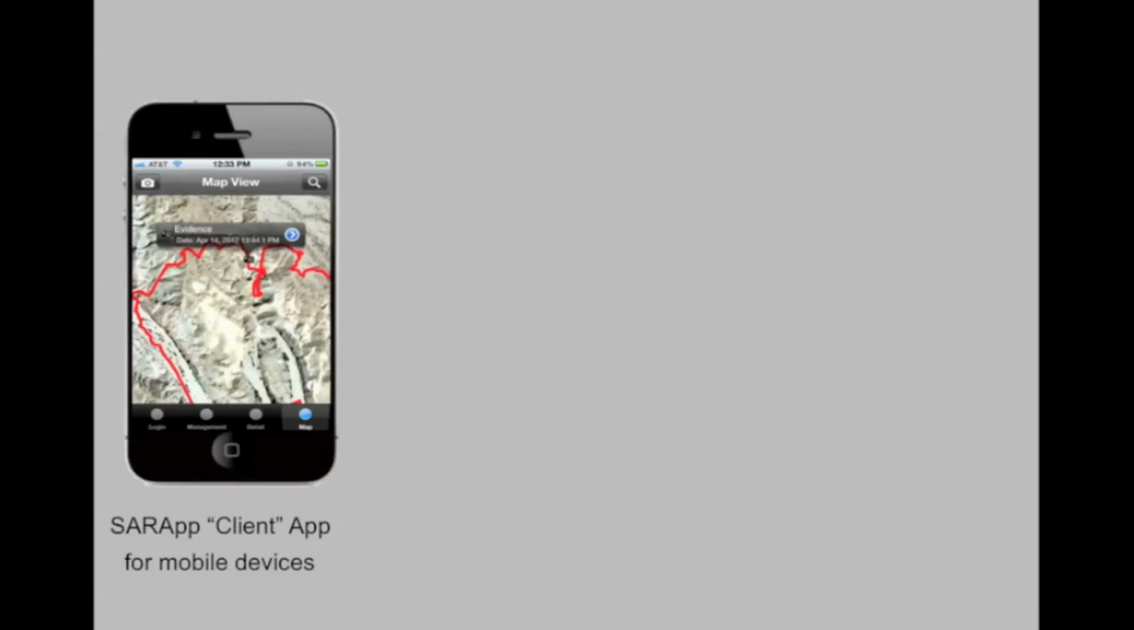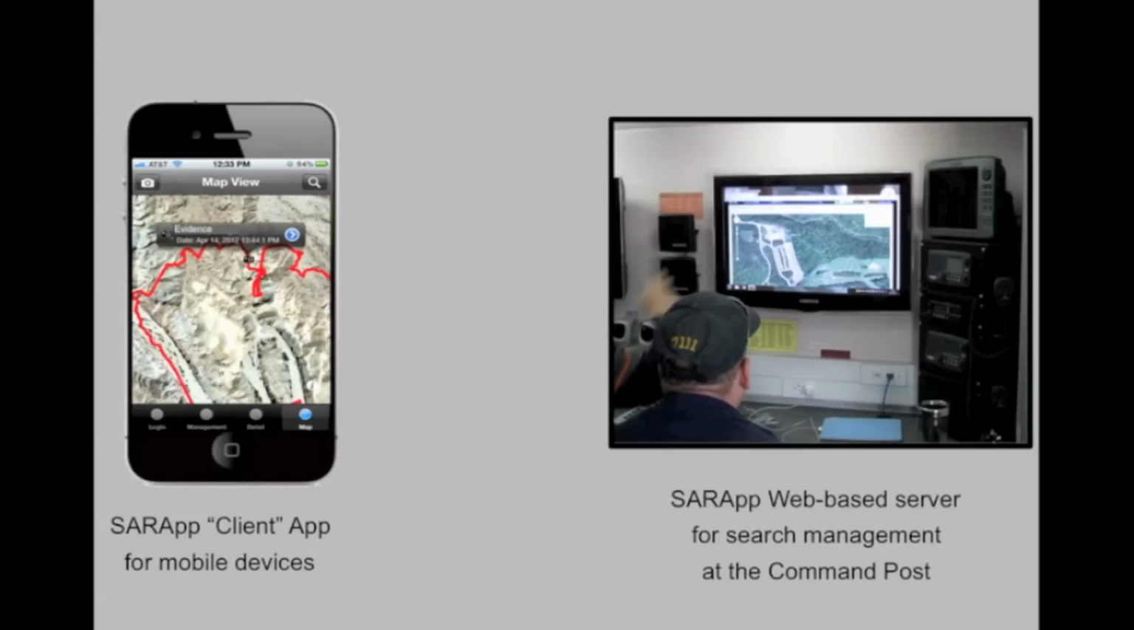SARApp has two parts: a client software application that resides on a mobile device like a smartphone or a tablet carried by searchers in the field, and a web-based software program used by a search manager in an incident command post. A search manager uses the SARApp server to create a new search and enter information about the search subject. As volunteers arrive, they can electronically register as available for tasking through their phones. Their information will appear in a table on the server where the search manager can make assignments to search sectors.